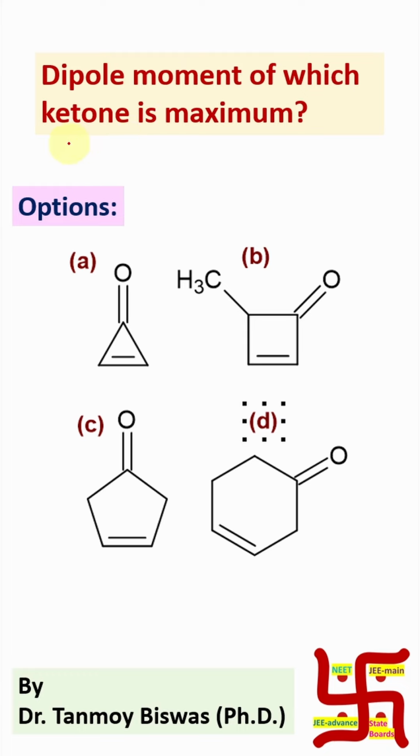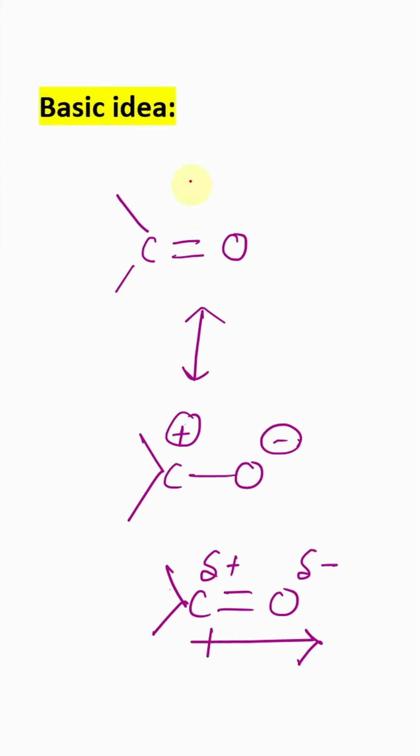Question: the dipole moment of which of the ketones is maximum? Four ketones are given. This is a very easy question, but before going to the details, I think you should have a basic idea about the dipole moment in ketones, how it is produced.